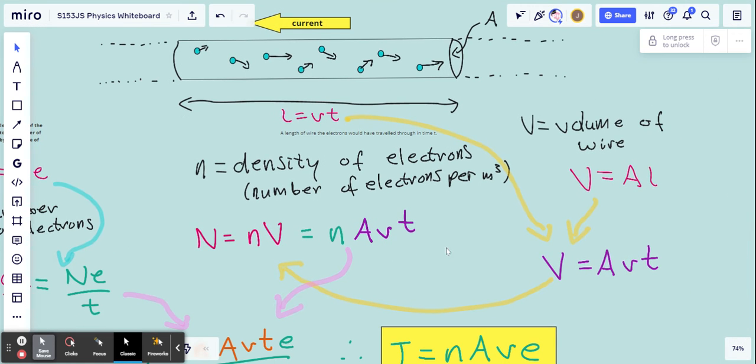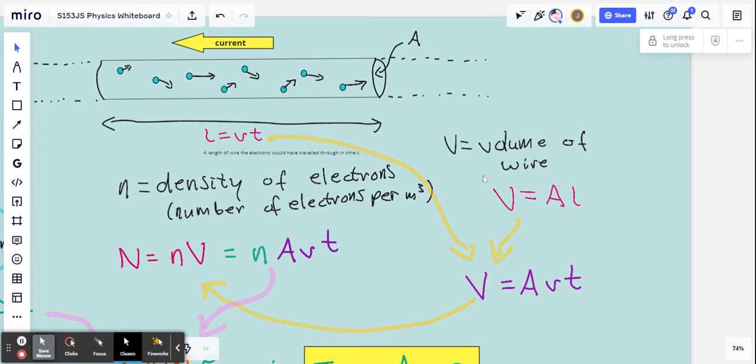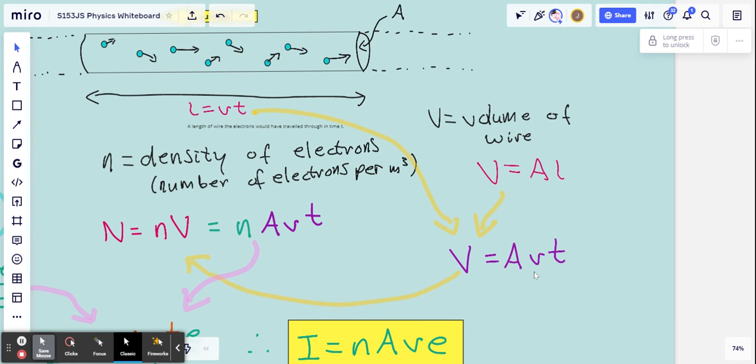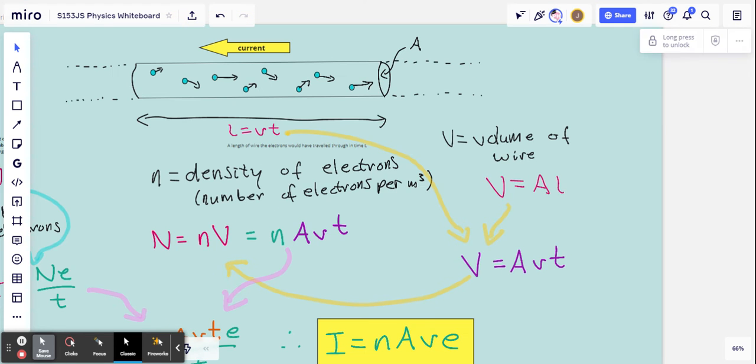The next thing we want to look at is the volume of the wire, which is going to be equal to the area multiplied by L. Subbing in that equation for length, we can say the volume of the wire is equal to A times v times t, little v that is, multiplied by t.